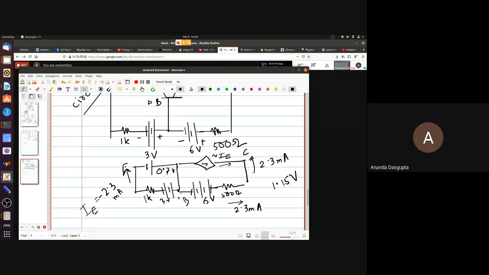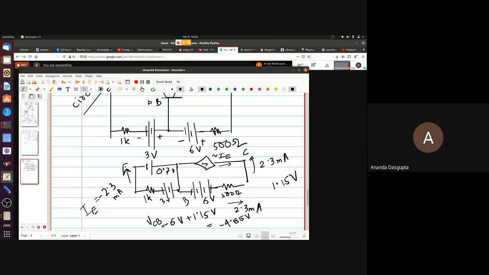So collector voltage is 6 volts minus 1.15 volts. That's of course VBC. Collector to base is actually the opposite of that: minus 6 volts plus 1.15 volts. Rise of 1.15 volts, drop of 6 volts. Minus 4.85 volts. By the way, this is an NPN transistor.